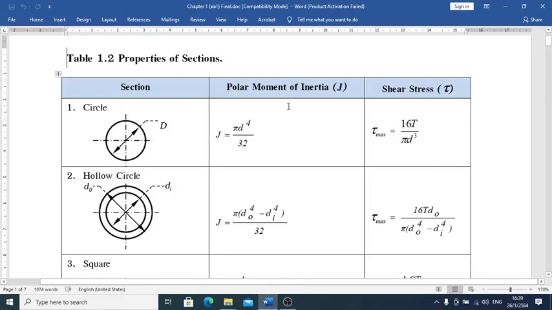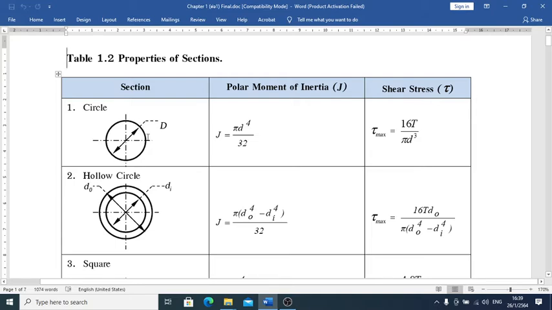And then just for table 1.2, it's going to be the properties of the section. You may figure out we've got columns: one is going to be the type of section, such as a circle shaft, things like that. The second column is going to be the polar moment of inertia J. And then the shear stress is going to be the tau maximum it's going to be experiencing right there at the surface, of course. So shear stress yields its maximum at the surface most of the time.